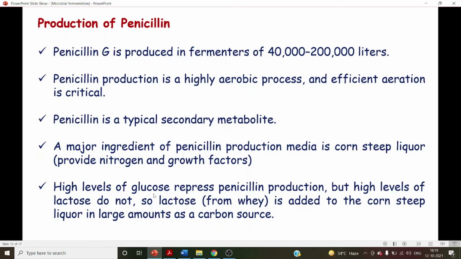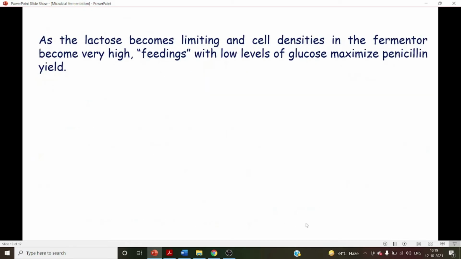High levels of glucose repress penicillin production, so glucose is avoided as a carbon source. Instead of glucose, lactose is used. Okay, so high levels of glucose repress penicillin production, but high levels of lactose do not. So lactose is used as a carbon source. Then as the lactose becomes limiting and cell densities in the fermenter become very high, feedings with low levels of glucose maximize penicillin yield.